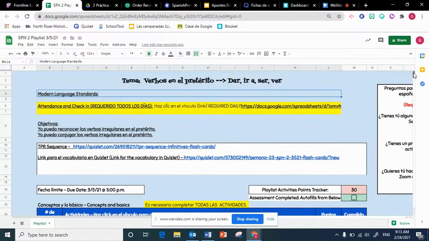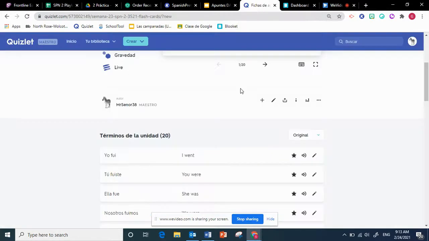So these are the only vocab terms for this week. I do want to show you Quizlet really quick and how this is set up. This is a little bit different. There are 20 terms this week. All it is is the conjugations of the four verbs. So the yo, tú, él, ella, nosotros, ellos forms of every verb.